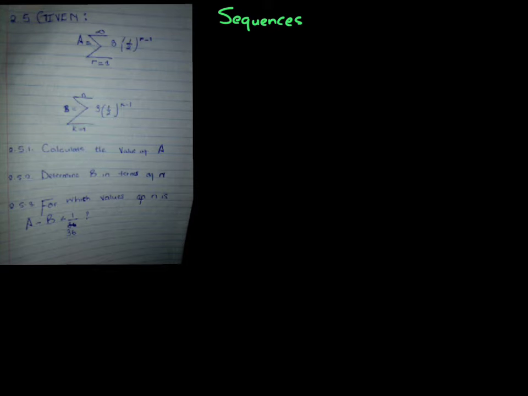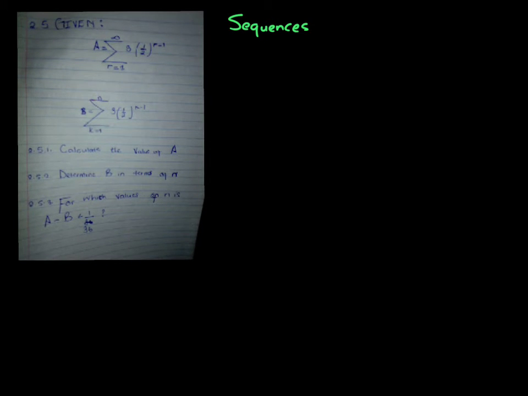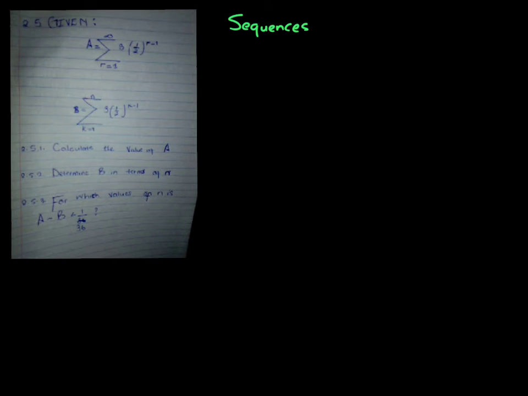So the first question says calculate the value of A. Now we see for A, we have infinity, which means that we're looking for the sum to infinity, S infinity. And the formula for that is A over 1 minus R. So R is the ratio and A is the first term.